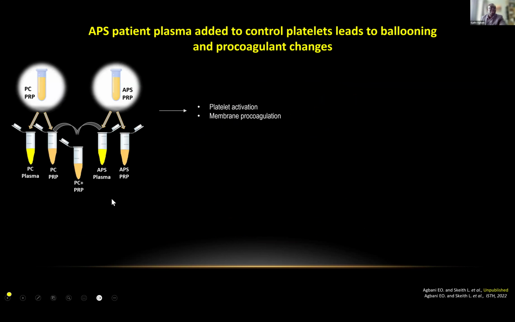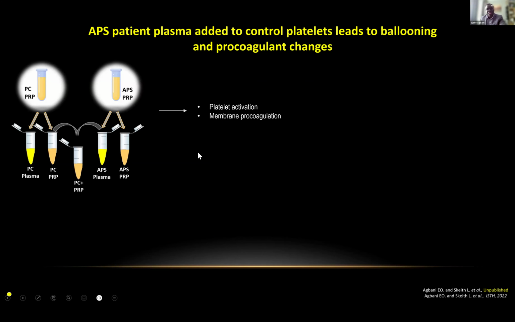So what we did was we took the platelets from our healthy control and then essentially exposed them to plasma from our APS patient. I immediately saw evidence of platelet activation and membrane procoagulation. Let me show you some of the PMD images that we got.